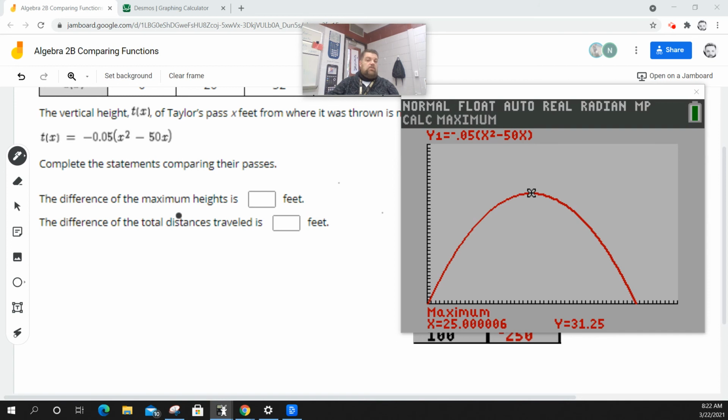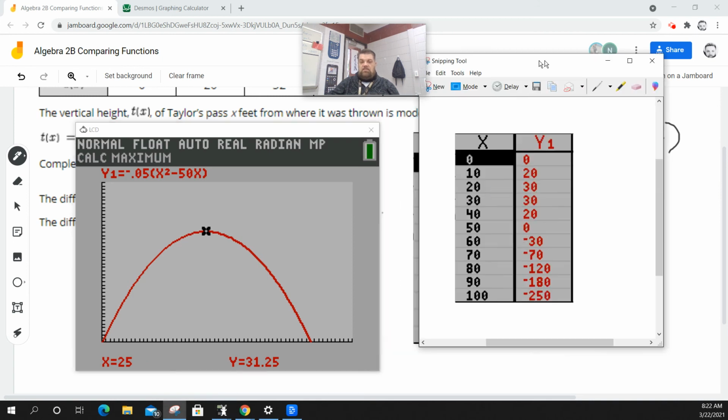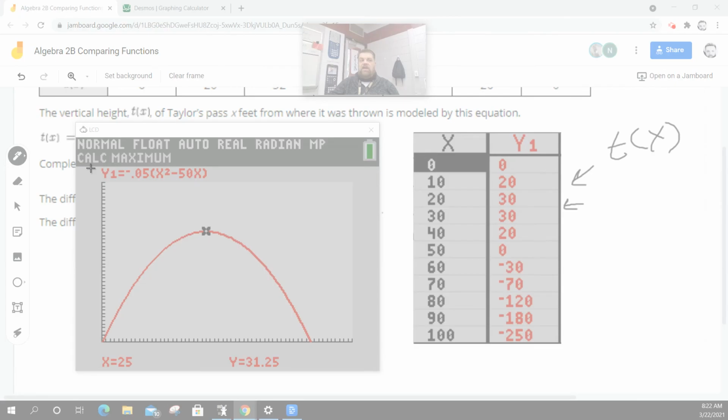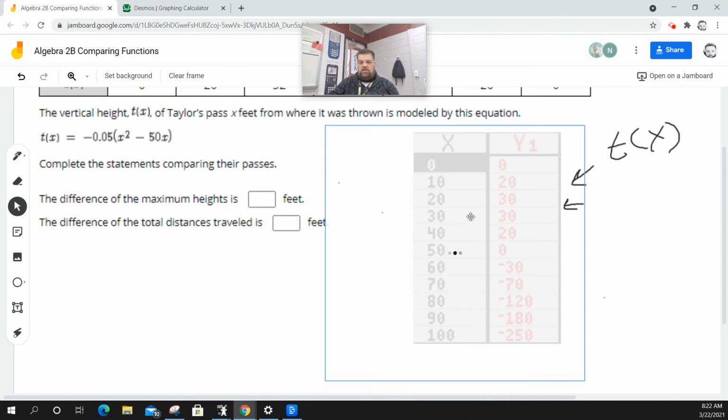Okay. So at 25, I'm going to literally just enter in 25, and it says 31 and a quarter. So the first one was an approximation. And if you look at the table of values, it occurs between 20 and 30. So 25 is smack dab in the middle. That basically affirmed my thought process. So I'm going to take a screenshot of that, and we'll post that here.